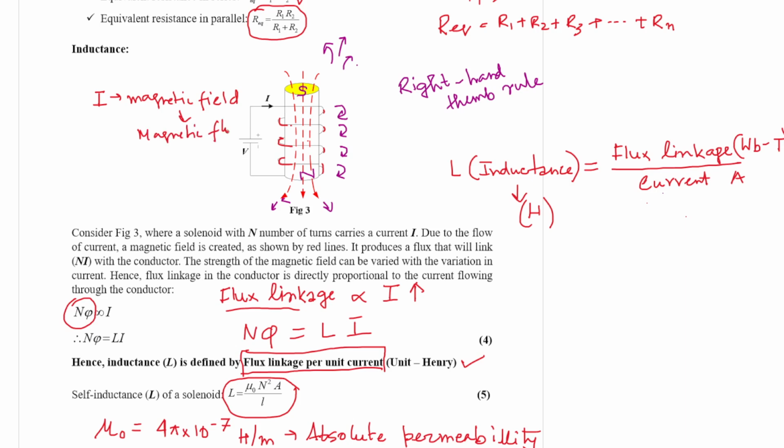If the magnetic flux is created, then flux linkage will be there. So the flux linkage will be more if the current becomes more, and the flux linkage becomes less if the current flows less. So there is a direct relation. Flux linkage is directly proportional to the current flowing through the conductor. And the direction of the magnetic field is governed by the right hand thumb rule.